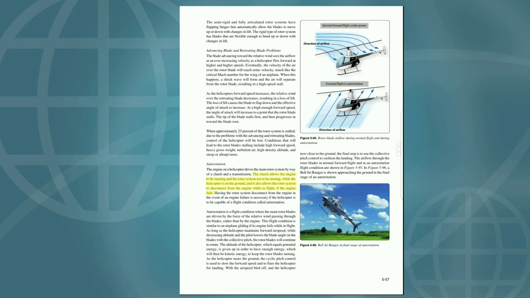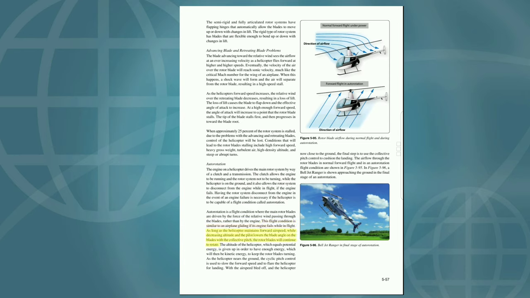engine fails. Having the rotor system disconnect from the engine in the event of an engine failure is necessary, if the helicopter is to be capable of a flight condition called autorotation. Autorotation is a flight condition where the main rotor blades are driven by the force of the relative wind passing through the blades, rather than by the engine. This flight condition is similar to an airplane gliding if its engine fails while in flight.